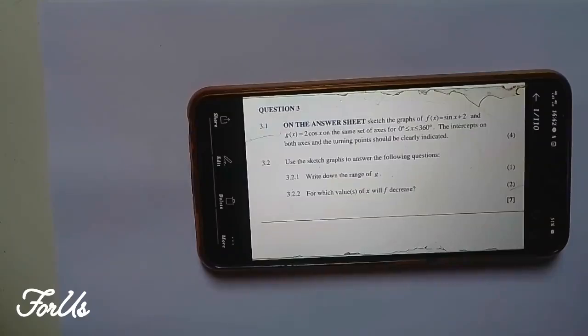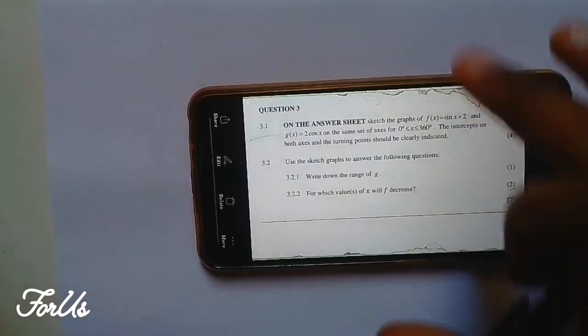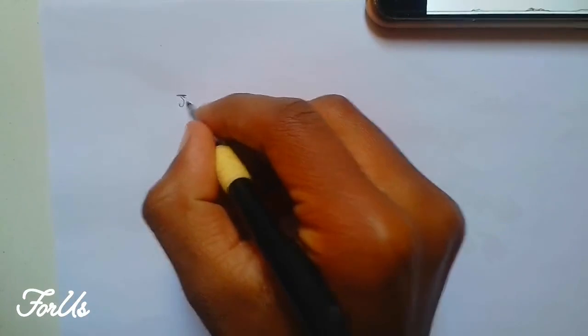Now let's look at this question on functions. It's question 3 and says that on the answer sheet, sketch the graph of f of x and g of x on the same set of axes, and x is from 0 degrees up until 360. The intercepts on both axes and the turning points should be clearly indicated. Now let's draw the graph. It's going to be 3.1 here.